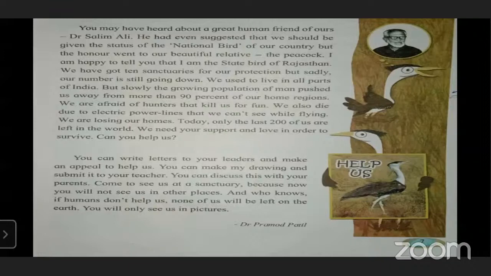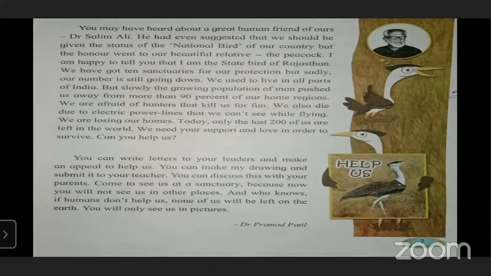The Great Indian Bustard was also a contender for the national bird, but they chose the peacock. I am happy to tell you that I am the state bird of Rajasthan. Even though he did not get the national bird award, he is the state bird of Rajasthan.